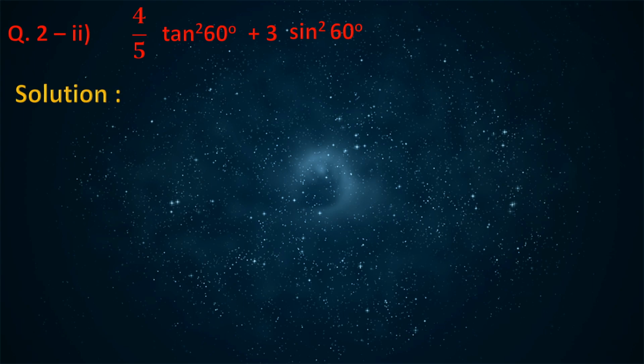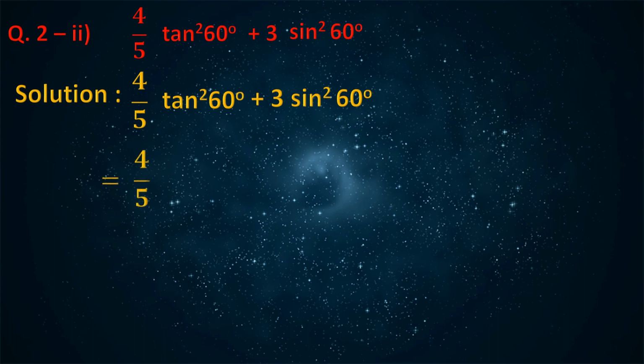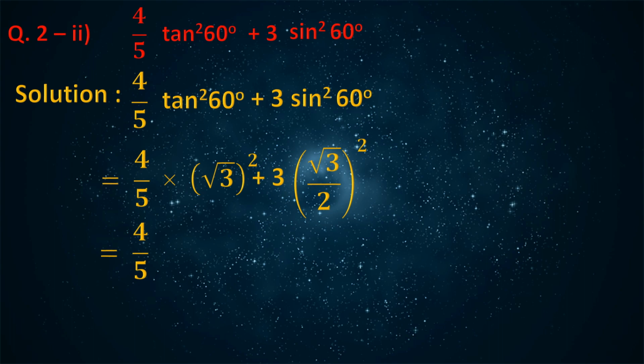The second question is 4 upon 5 tan square 60 degree plus 3 sin square 60 degree. In the first line we write the question as it is. So our solution is 4 upon 5 tan square 60 degree plus 3 sin square 60 degree is equal to 4 upon 5. The value of tan 60 is root 3. Therefore root 3 square plus 3 into sin 60 is root 3 upon 2. Therefore root 3 upon 2 square is equal to 4 upon 5 into 3 plus 3.